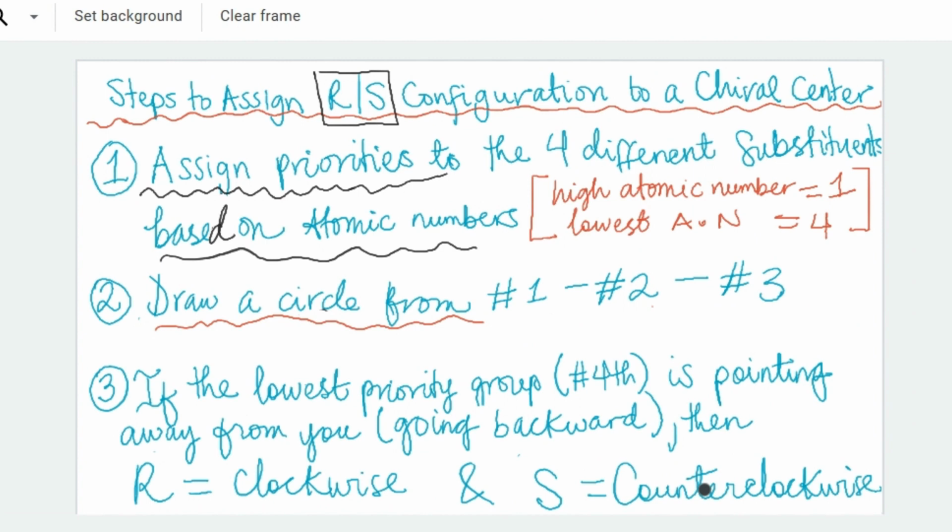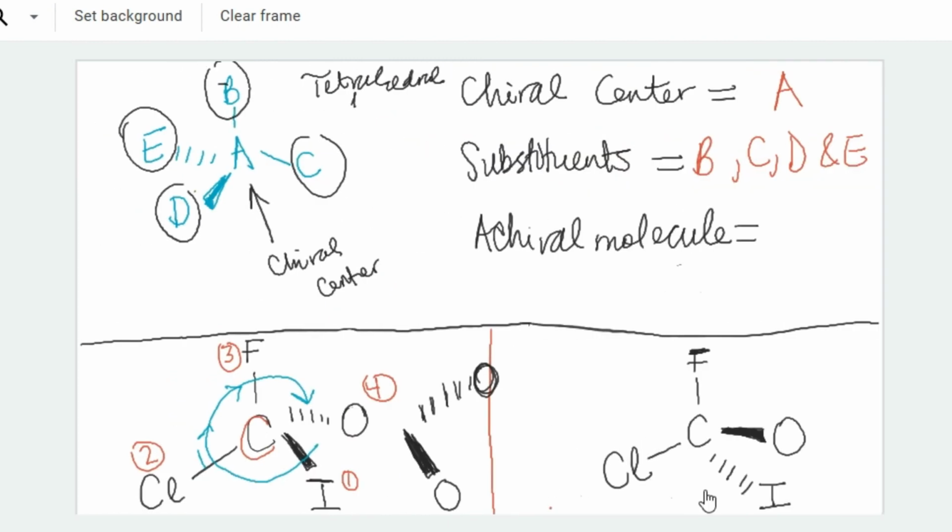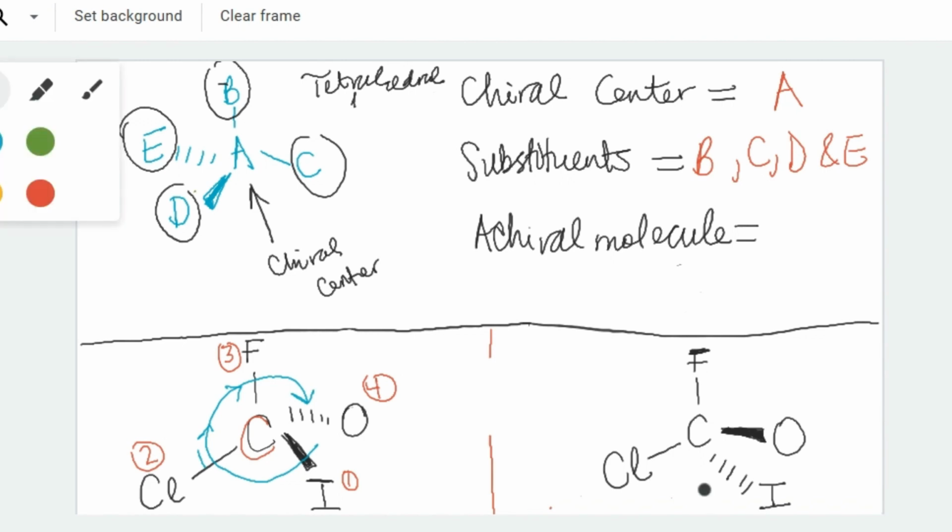So if the lowest priority group, the fourth one, is pointing away from you, that means it's going backward. Then R is clockwise, and S is counterclockwise. So what this is basically saying is this: we look at what we have, we see that the lowest priority group is O, and we have these lines here, which show us that O is away from us.